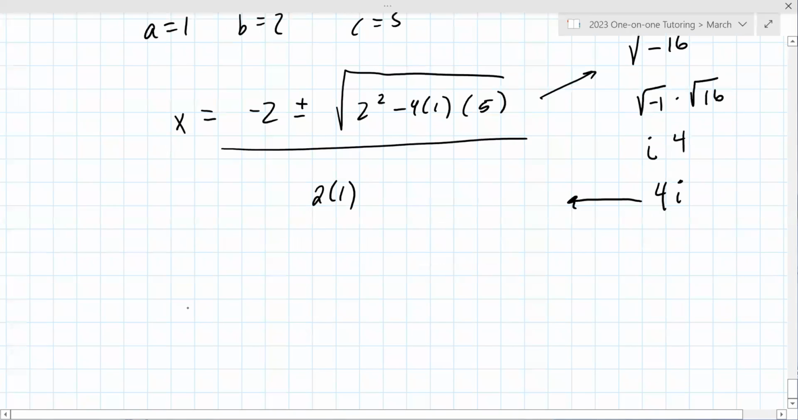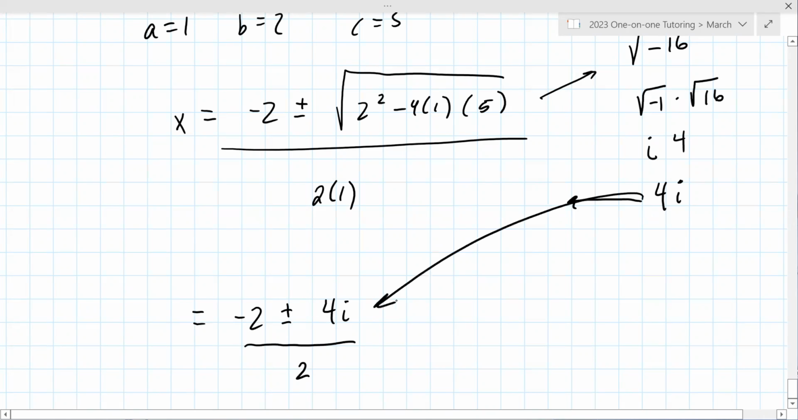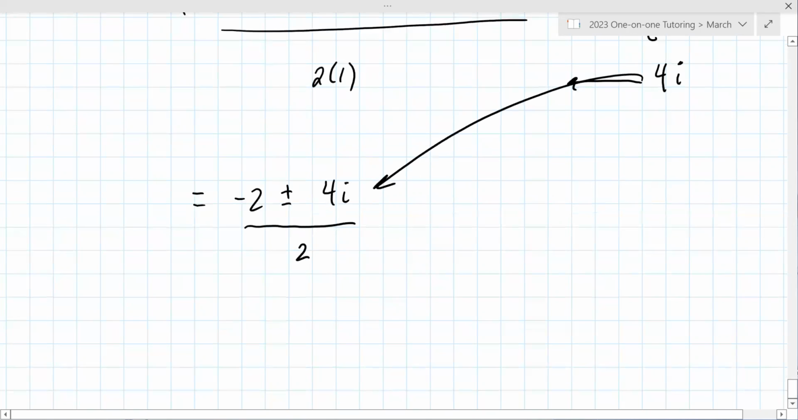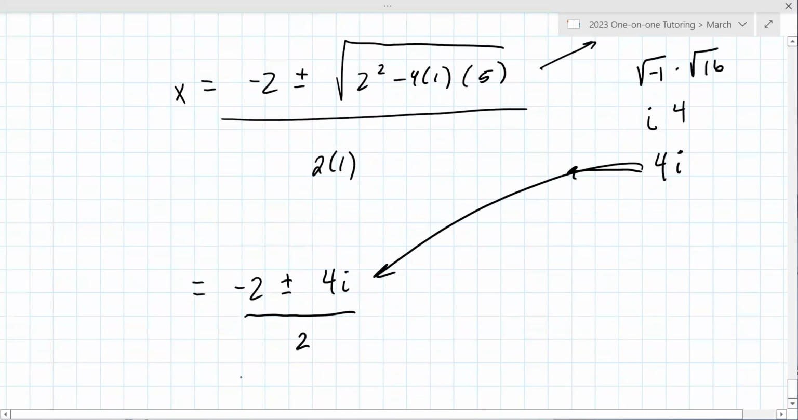Okay. So it's -2 plus or minus 4i over 2. And then you divide each of these by 2. So it's -2 over 2 plus or minus 4i over 2. So you got -1 plus or minus 2i like that.